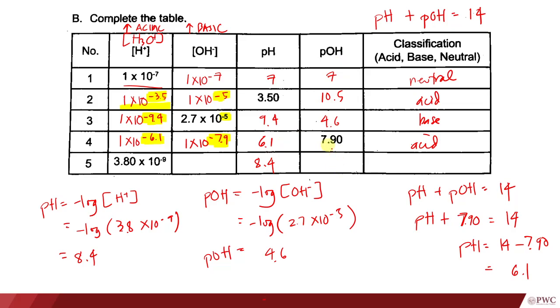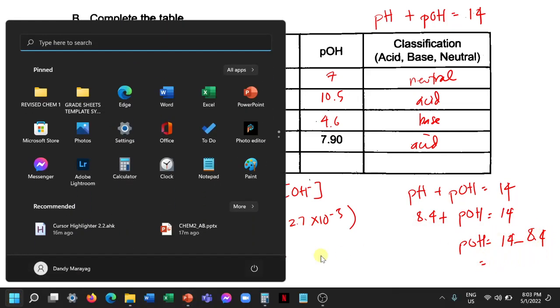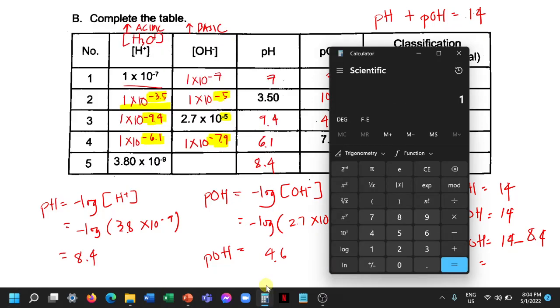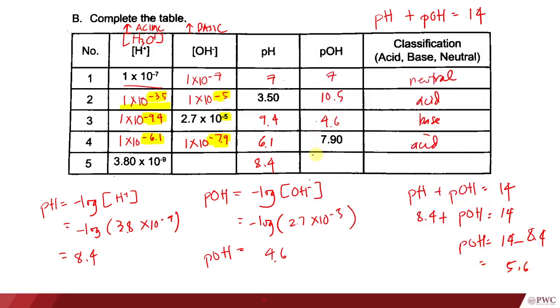Now we can determine the pOH using this equation. So here the pH is equal to 8.4. Then the pOH is unknown. Again, it's always equal to 14. To find out the pOH, 14 minus 8.4. Then use your calculator. 14 minus 8.4 is equal to 5.6. The pOH here is 5.6. Then for the OH minus concentration, 1 times 10 to the power of negative 5.6.